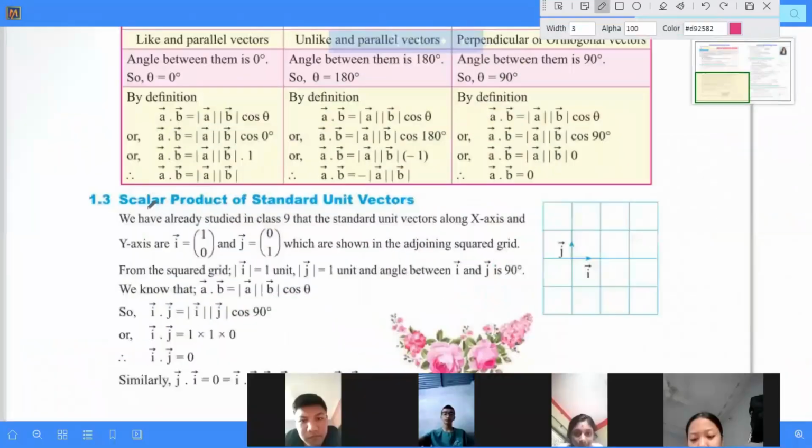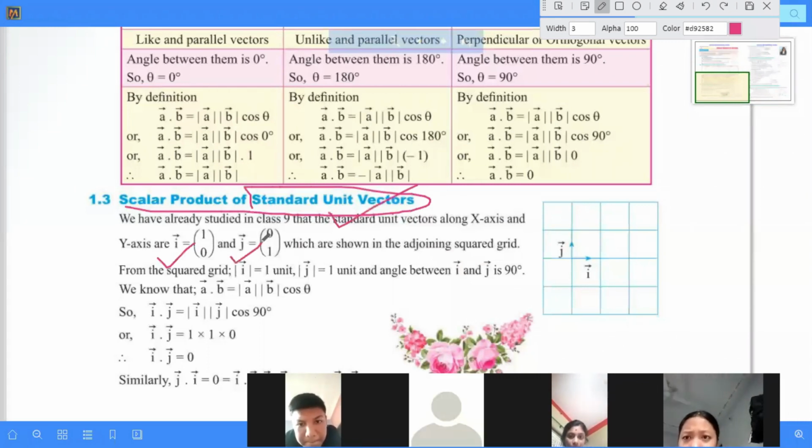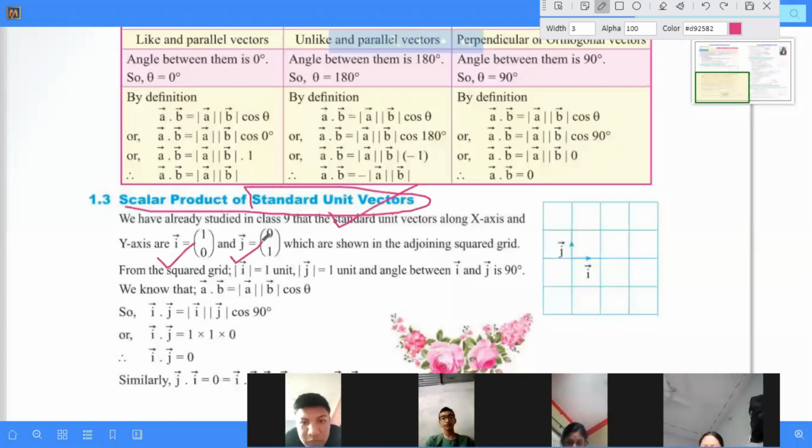Okay, coming to scalar product of standard unit vectors. First, you need to know what are standard unit vectors. I and J are called standard unit vectors. Why unit vectors? Because their magnitude is 1. Unit means 1, right? Why standard? Because I and J are taken always as a reference unit vector that acts along the x and y axis respectively.